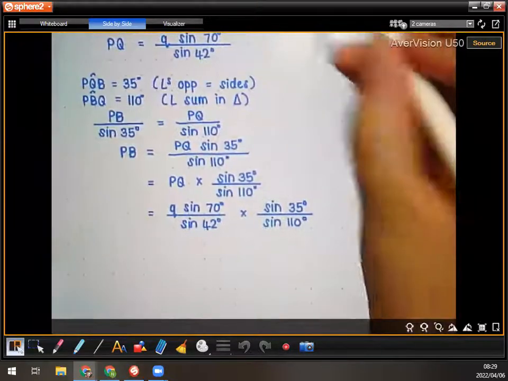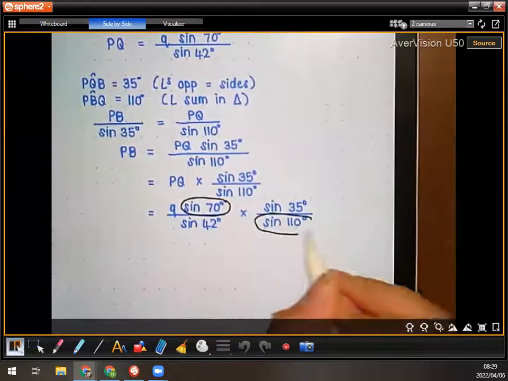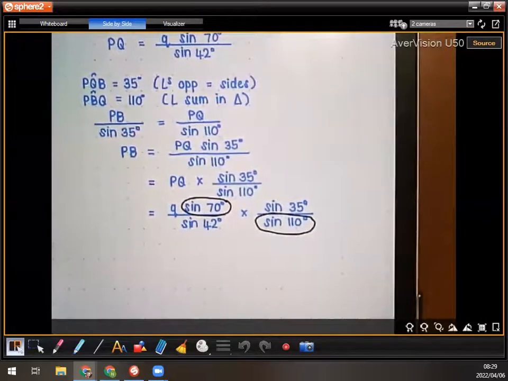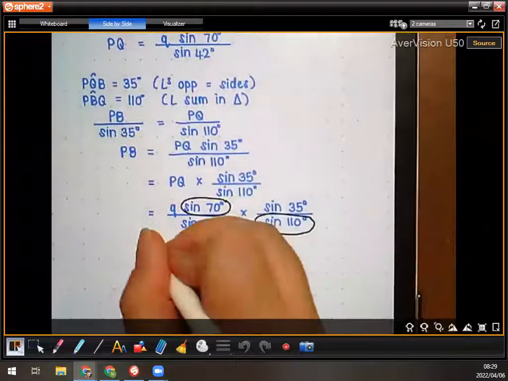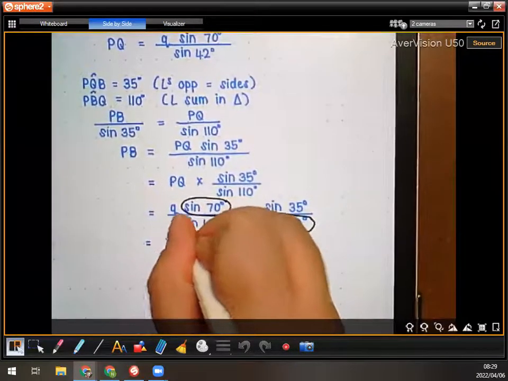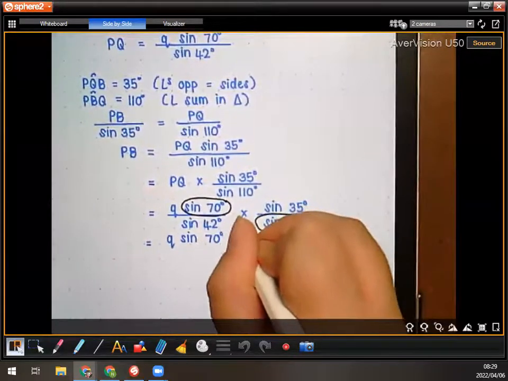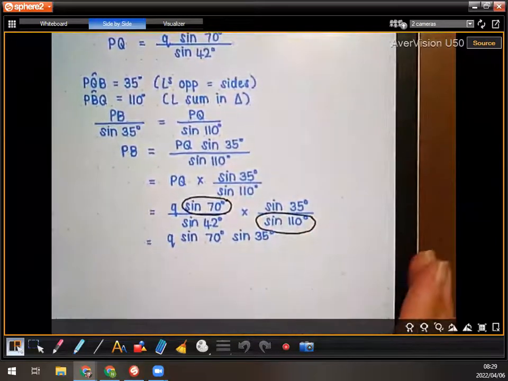So guys, I'm just going to circle these two things because this is now what you need to ask yourself. You are now left with something there that you are not supposed to have in your final answer. The sine 70 and the sine 110. So you need to work on those two to somehow cancel them out. All right, so here I'm going to keep my Q sine 70, and now I am actually going to write it all as one fraction. You don't have to if you don't want to. You can still leave it as two separate fractions.